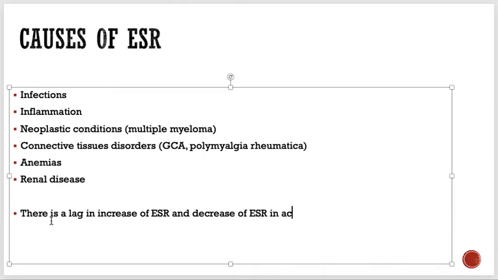Okay, so now the important point over here is, see, if someone has inflammation today, maybe his ESR will be raised tomorrow, and if someone's inflammation is resolved today, it's not like his ESR is going to come back to normal today. It's not like this. There is some lag time. Okay, sometimes it takes around months or weeks to come back to normal. So this is a very, very, very important thing.